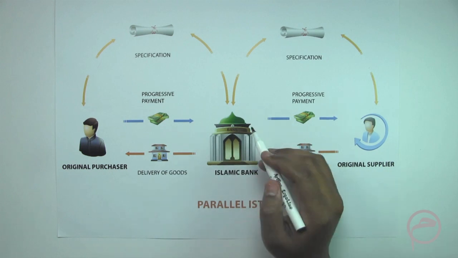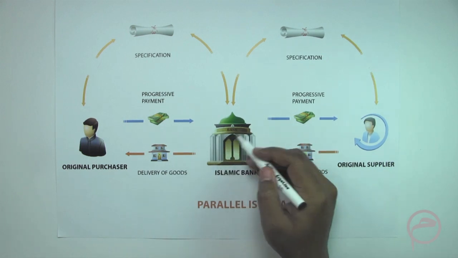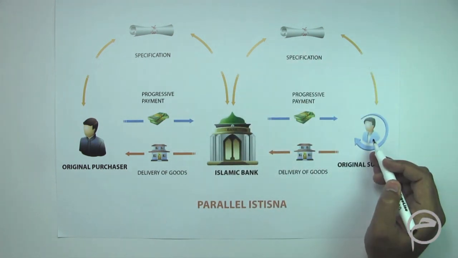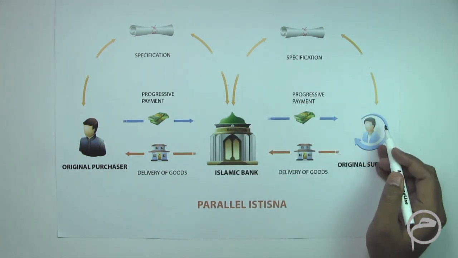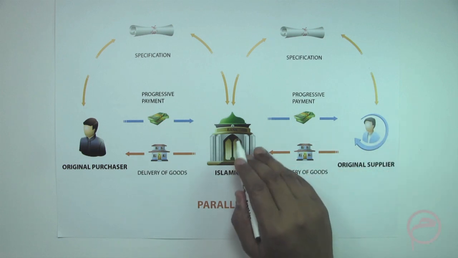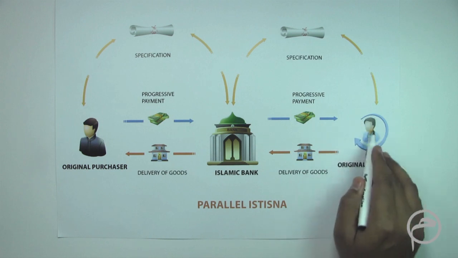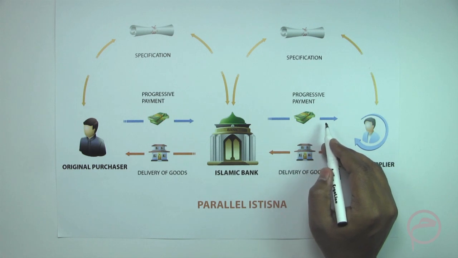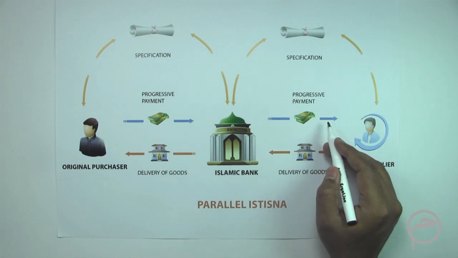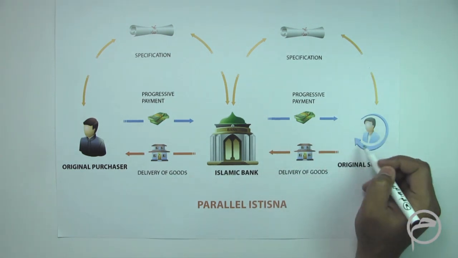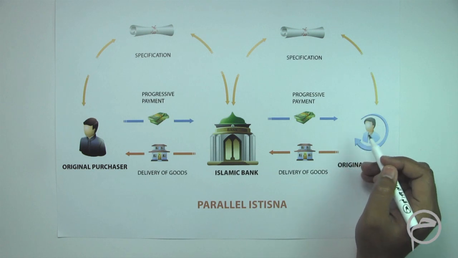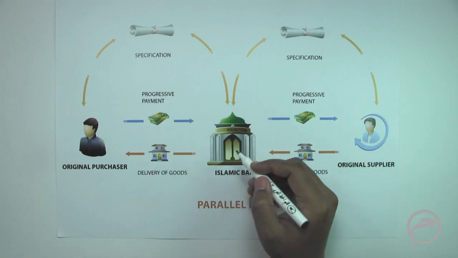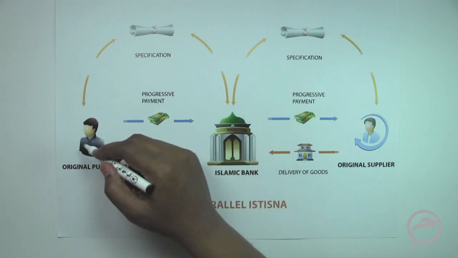Because the Islamic bank is not directly in the business of constructing assets, the Islamic bank at a parallel level enters into a separate agreement with a developer. The Islamic bank also makes progressive payments to the developer, and in the Istisna agreement the specifications of the asset to be constructed are agreed upon, and the time of delivery is agreed upon. So once the assets are ready, the assets are delivered by the supplier to the Islamic bank, and then the Islamic bank delivers the assets to the customer.